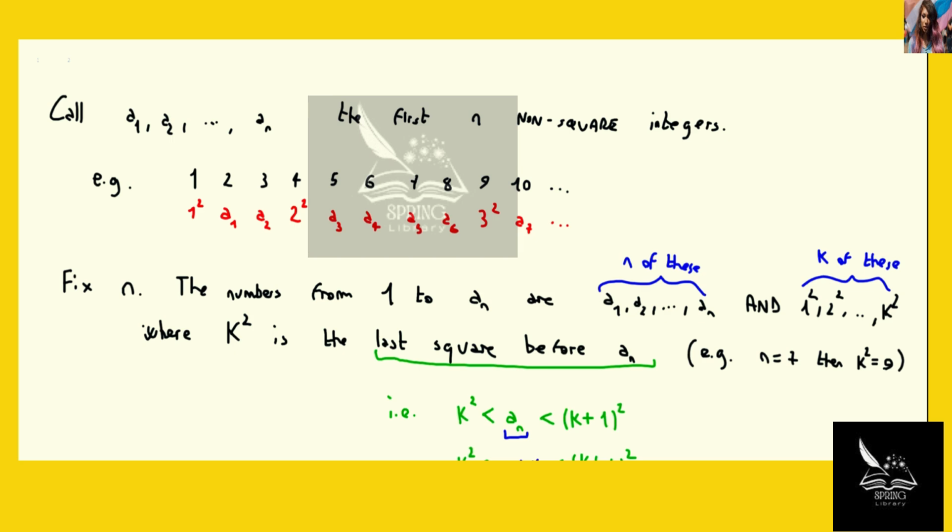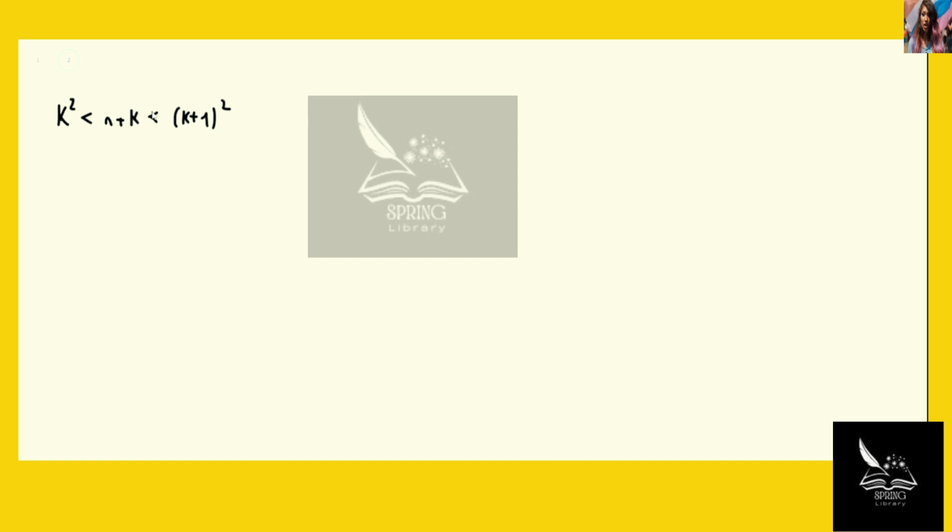For instance, if n is 7, as we said above, a7 is the number 10, and the number 10 is exactly n, which is 7, plus k, which is 3. So to finish the proof, we just need to show that this number k is indeed the closest integer to the root of n.